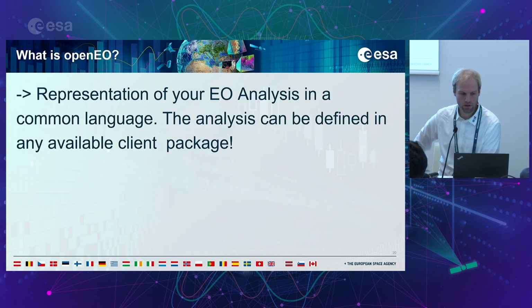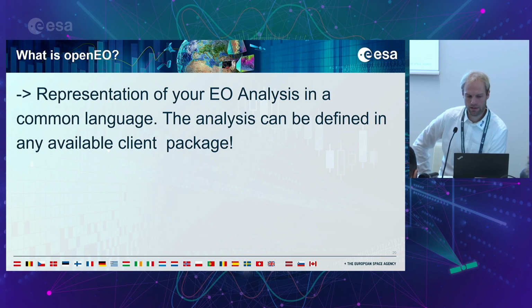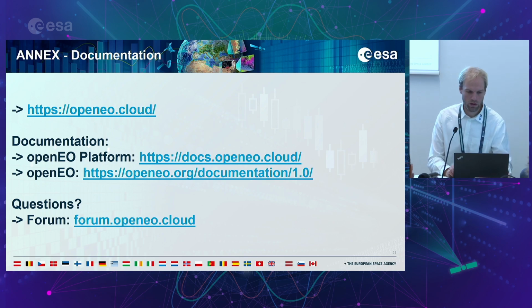Exactly. So what is OpenEO in the end? It's a representation of your Earth observation analysis in a common language. This common language will be shown to you shortly. And this analysis can be defined by any client package. So if we go here to the OpenEO Cloud page, you can actually see that we offer three kinds of clients: a JavaScript client.